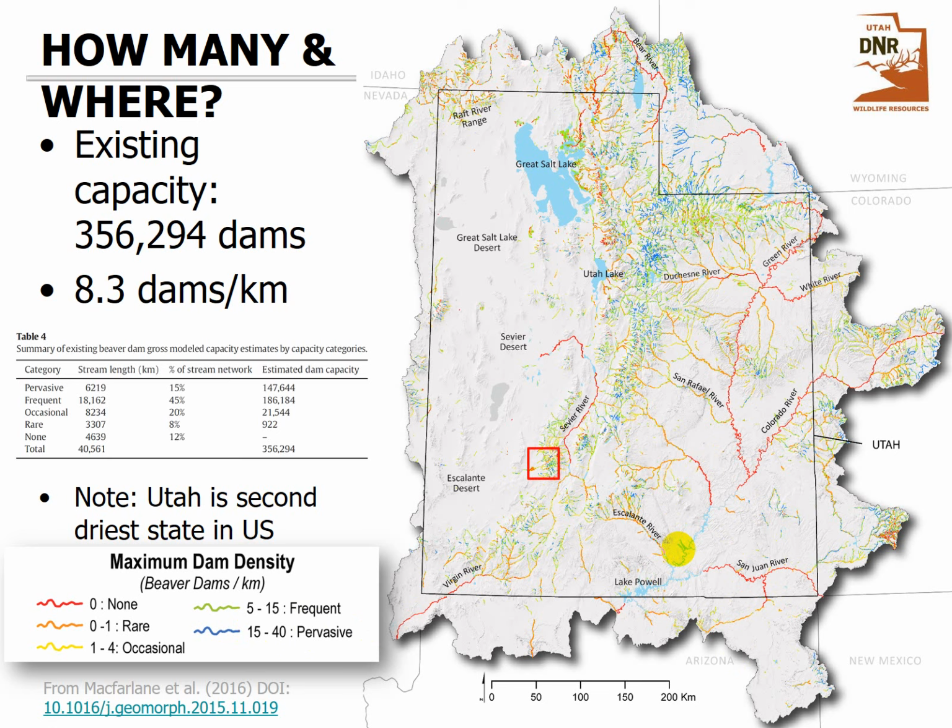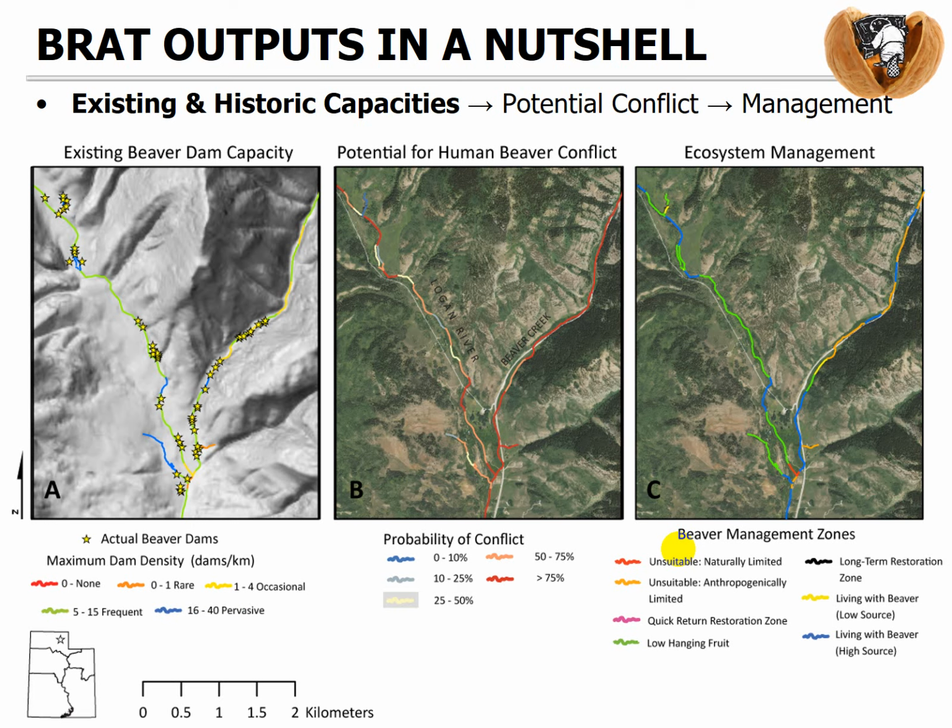And so the outputs in a nutshell of this we can look at here of BRAT. So BRAT is about taking this capacity model I just showed you, running that under existing conditions. We can also, with Landfire, there's an estimate of pre-European settlement historic conditions. Then we also look at the probability of conflict where beaver might cause problems by flooding roads, property, infrastructure, clogging culverts, or undesirable harvest of trees. And then we combine those into a management model.